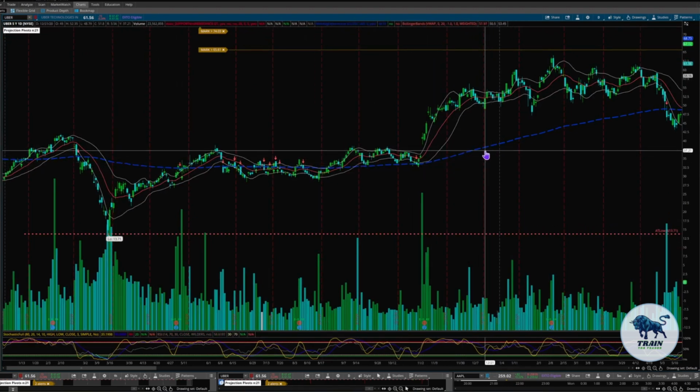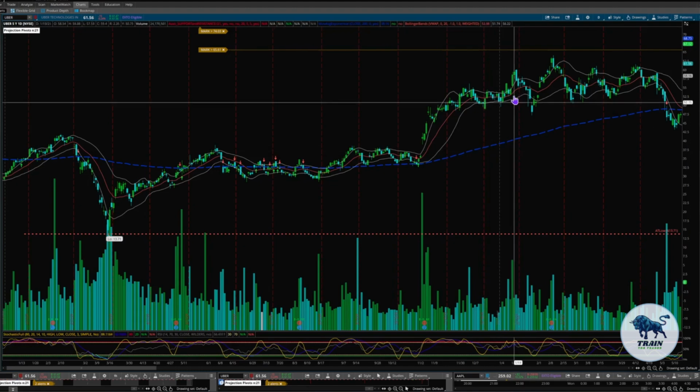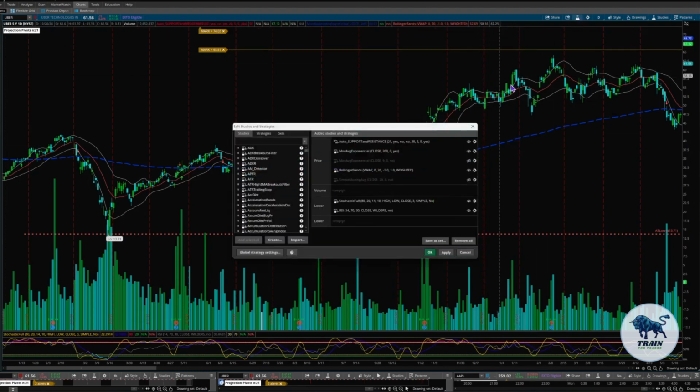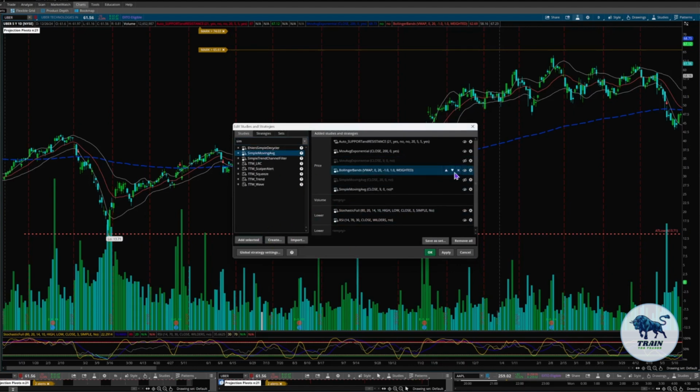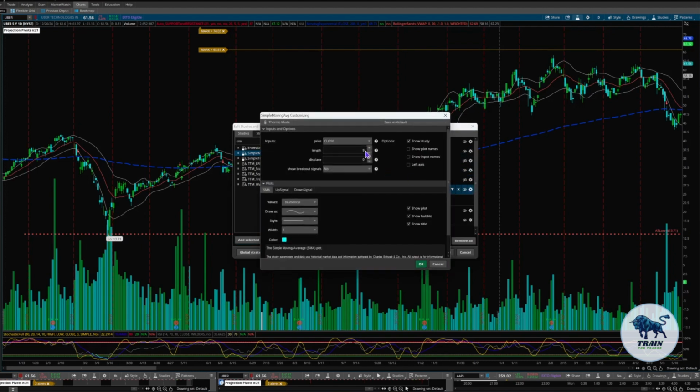Now I mentioned the simple moving average, and I'm going to plot that just so you guys can see a difference here. Let me add this, because I don't use this. Like I said, I use the EMA, but I want you guys to see this difference here. So I'm going to change this to 200.